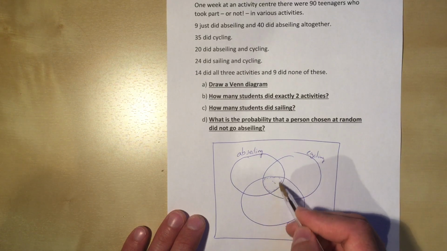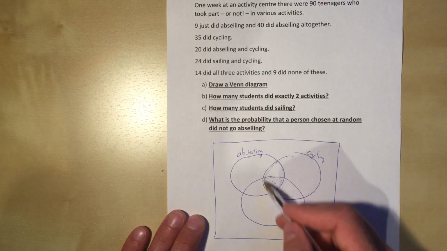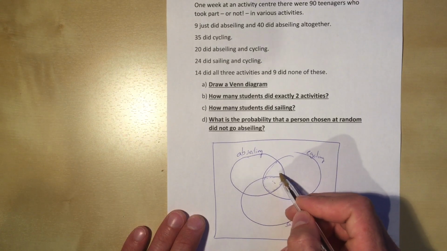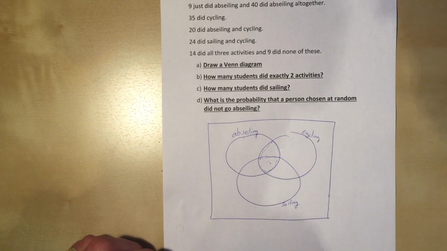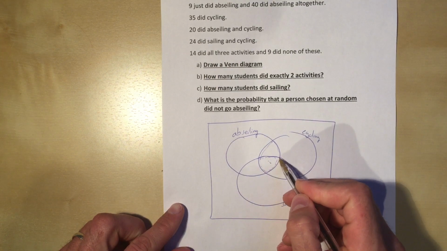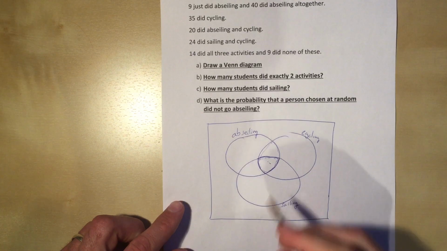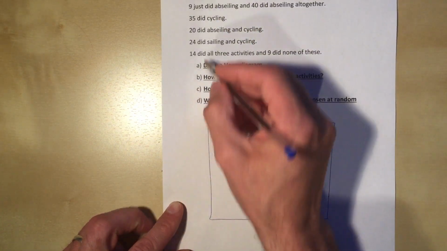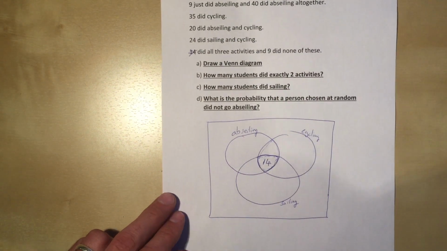So this area is everybody who did all 3 activities. This part here is in the abseiling circle, it's in the cycling circle, but it's not in the sailing circle. So this part of the diagram here is people that did abseiling and cycling, but not sailing. Now, the rule of thumb I gave us on the last question, start with the most overlapping bit first. So if we can, we want to fill in this part first. So that is all 3 activities, and if we read through, 14 people did all 3 activities. So I'm going to cross off that 14, and it goes in there in the middle.